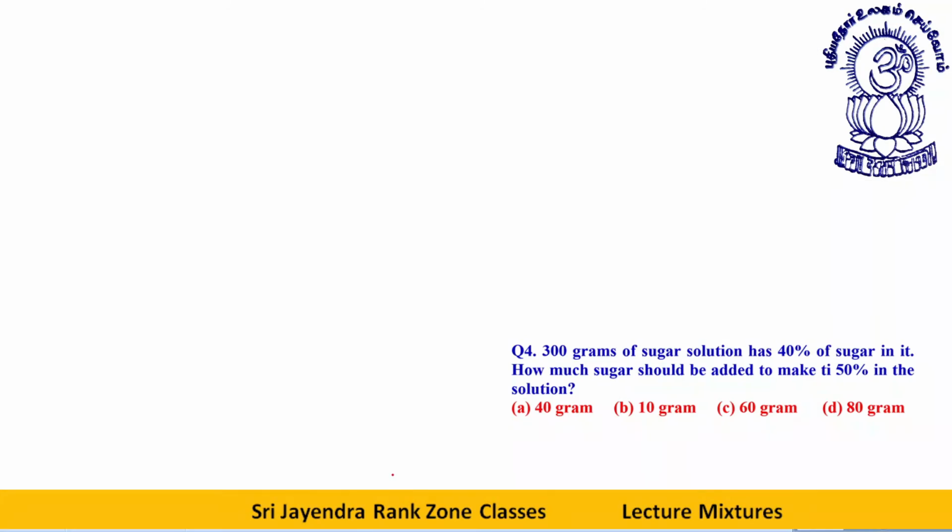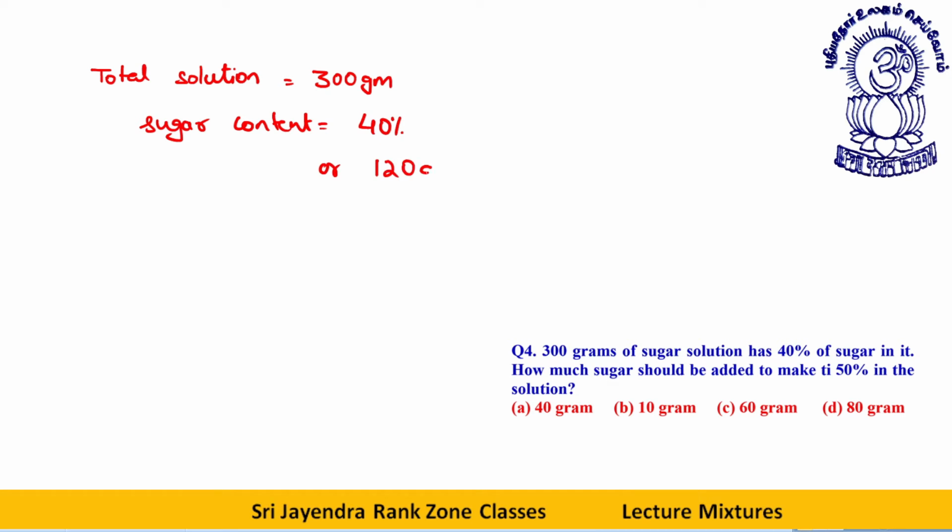So student, the next question we have is: 300 gram of sugar solution has 40% of sugar in it. How much sugar should be added to make it 50% in the solution? See, initially what do we have? Total solution is 300 gram. Okay. How much is the sugar content? The sugar content is 40%, or you can say 120 gram. So far everything is clear.